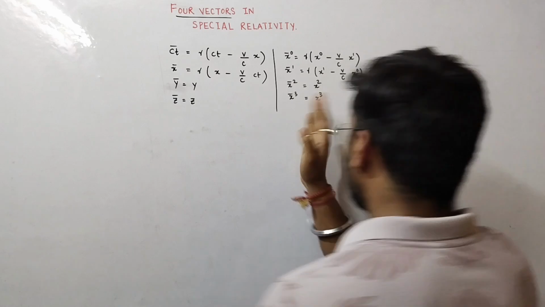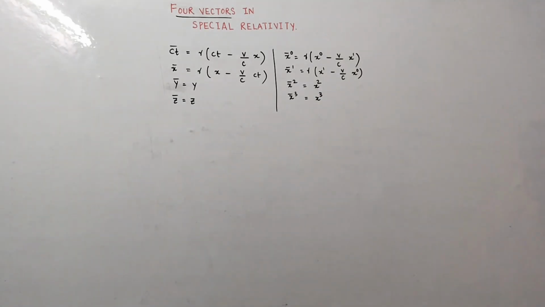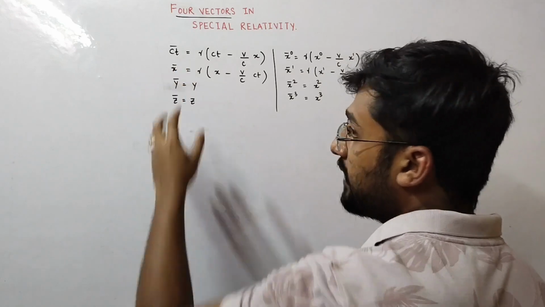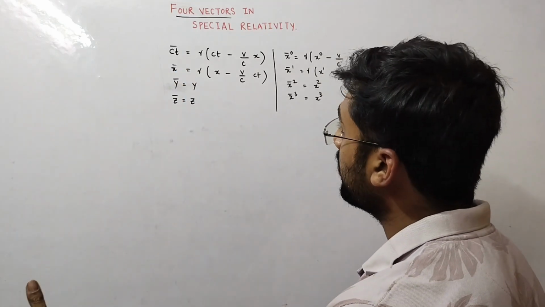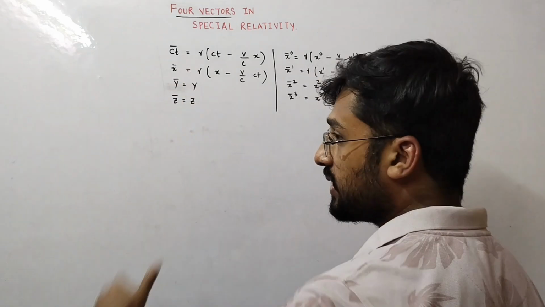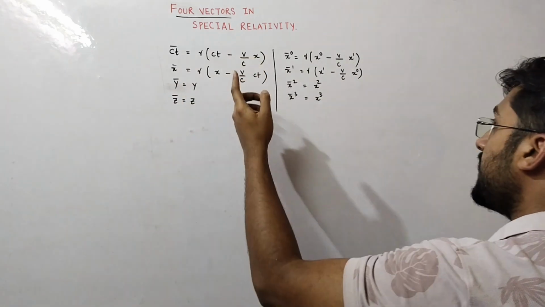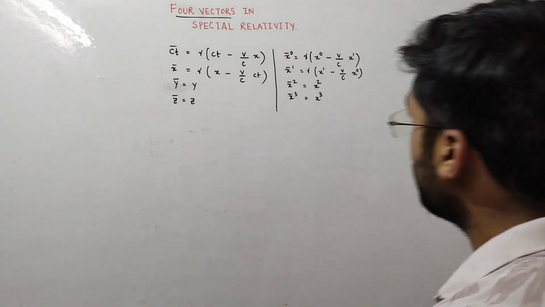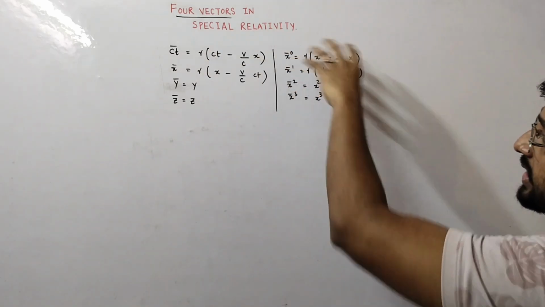Okay, students, so these are the equations of the Lorentz transformation. The first one uses the convention that I have taken, CT as the temporal coordinate, where x bar, y bar and z bar are the values in the S bar frame, and CT, x, y and z are the values in the S frame. Now these are the same equations but using the conventions.